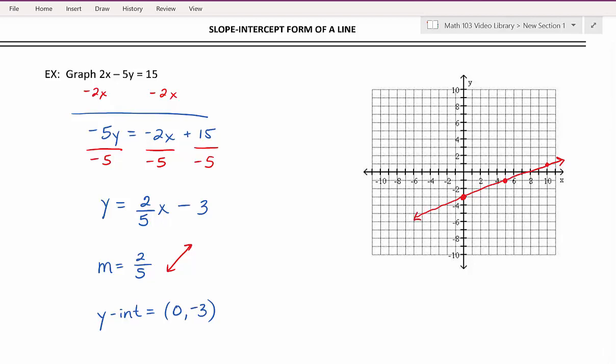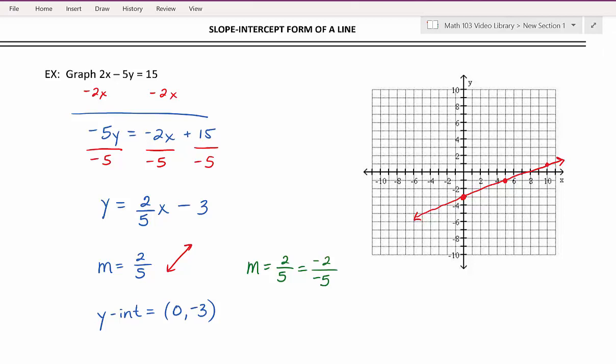Before we look at our last example, I do want to point something else out about the slope here and options that we have. So we have this slope of positive 2/5. But this is the same as having -2 over -5. I mean, that's how we got this positive 2/5 in our solving process. We had a negative over a negative.